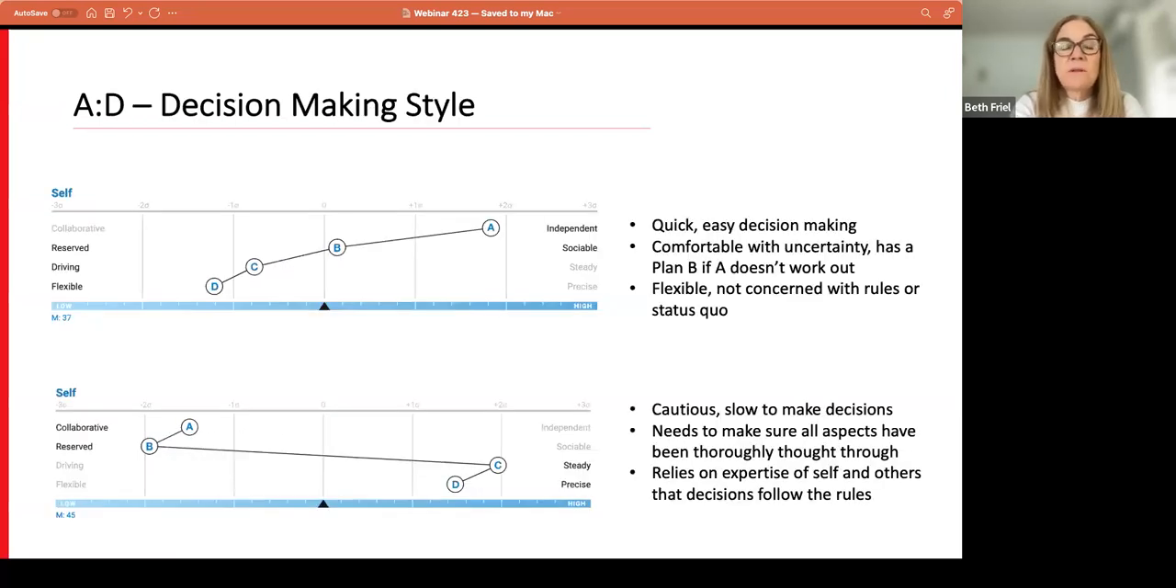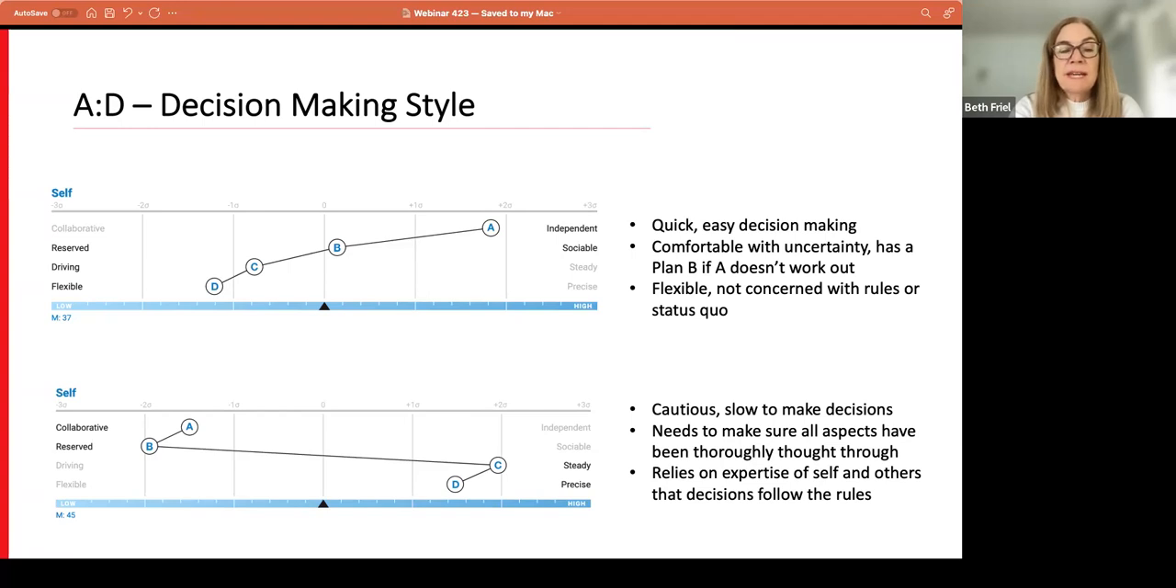And all of you know, I think A and D is the most important because it's the hardest thing to change. So A higher than D, again, quick, easy decisions, comfortable with uncertainty. Plan A doesn't work out, plan B is fine. Don't worry about it. I'm flexible. I can come up with new things. Fast to fail, Silicon Valley.